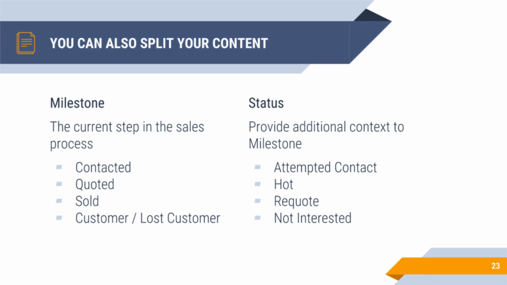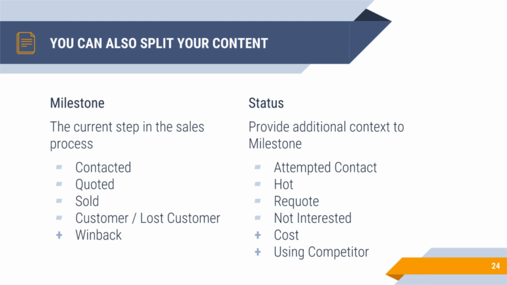Milestones are used to determine the current step in the sales process and might include examples like contacted, quoted, sold, customer, or lost customer. A status is used to elaborate on the milestone and provide additional context like interest level. Some common statuses might be attempted contact, hot, requote, not interested. I might suggest adding some milestones and statuses that tie to your lost customer information.